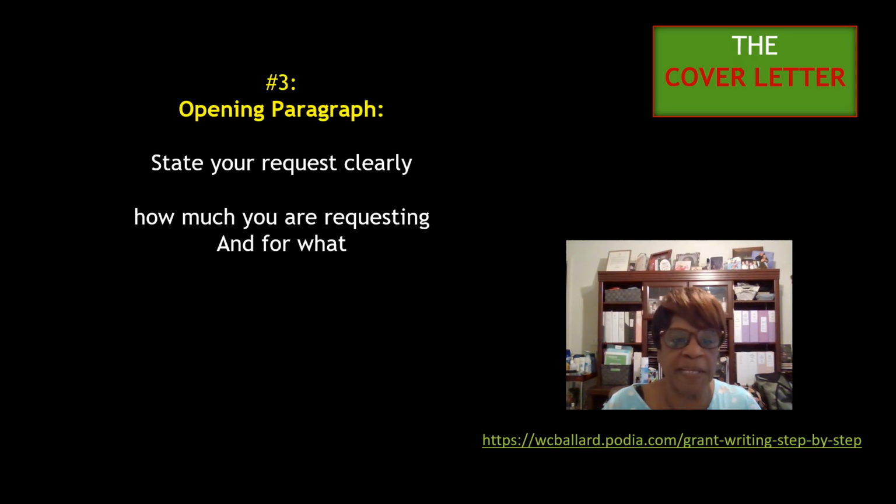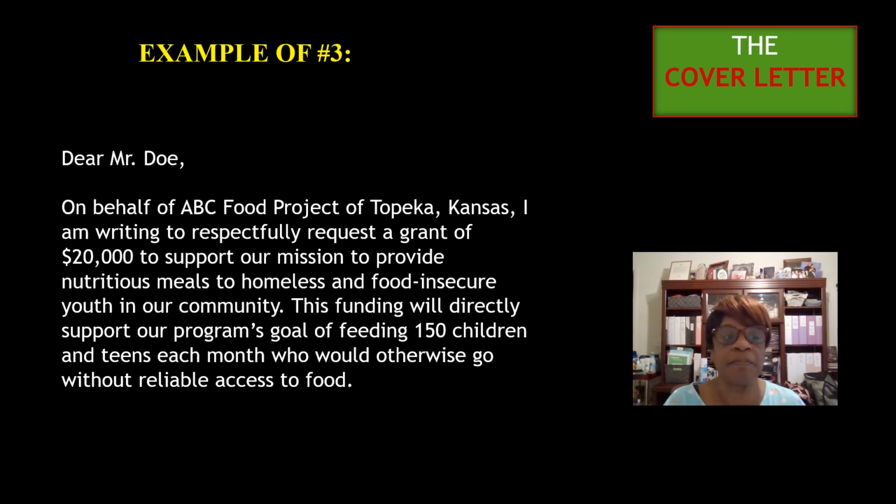Number 3, your opening paragraph. You're going to state your request very clearly, how much you are requesting and what for. And here's your example of number 3. You're stating it on behalf of the Food Project of Topeka, Kansas. You're asking for the $20,000. Why do you need it? To support the mission to provide food to homeless youth. And what will they do with the money? The funding will directly support our program goals of feeding 150 children.